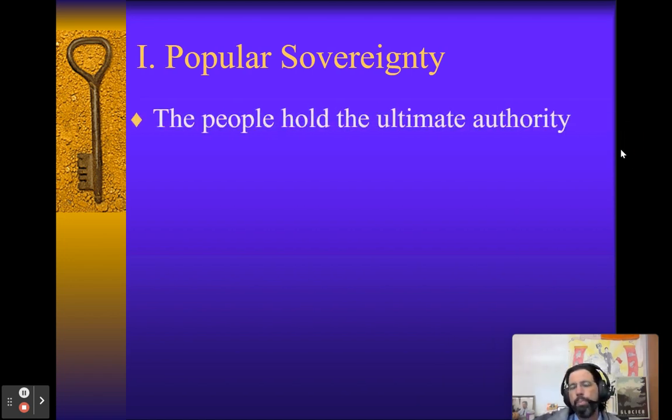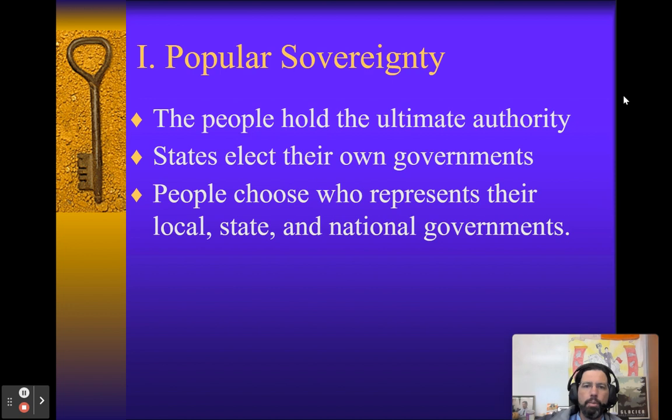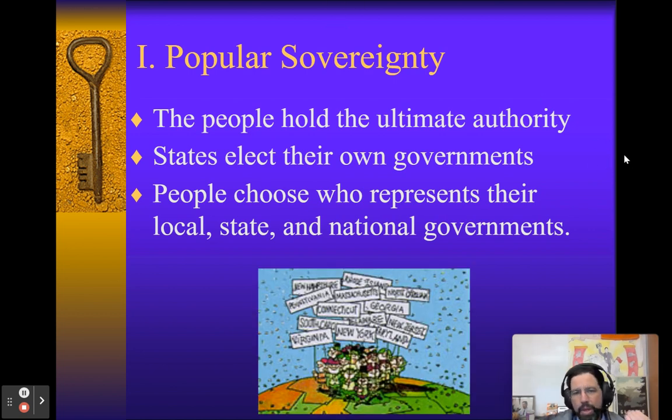Number one, popular sovereignty. You know what sovereignty is? It's ultimate power within one's own borders. Now, popular is just the idea of the people that actually hold the ultimate authority. All right. States get to elect their own governments, people get to select those overall governments, and people get to select who actually represents them in all their local, state, and national governments. So that's the concept of popular sovereignty. All right. The people hold the ultimate power.